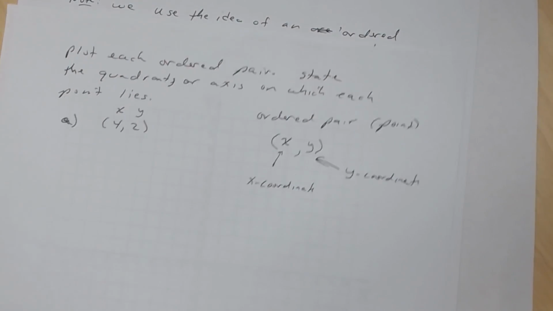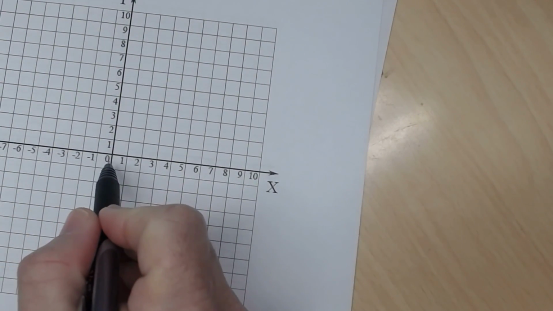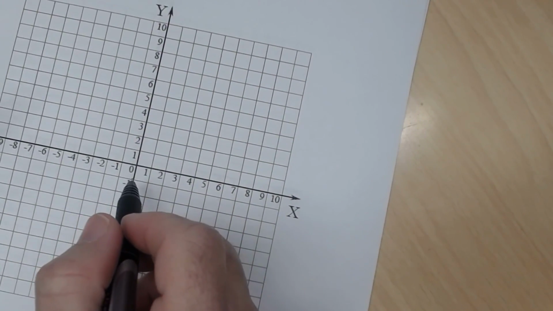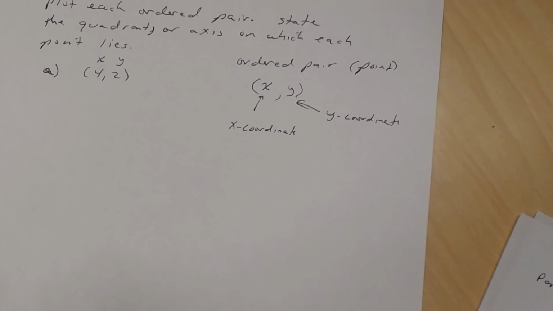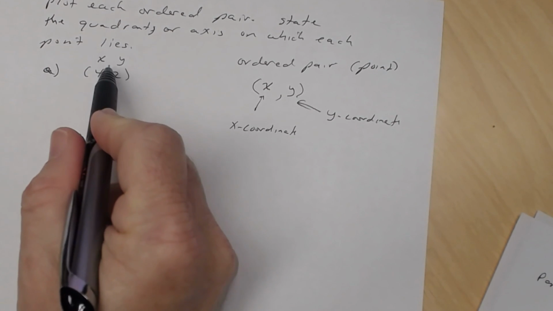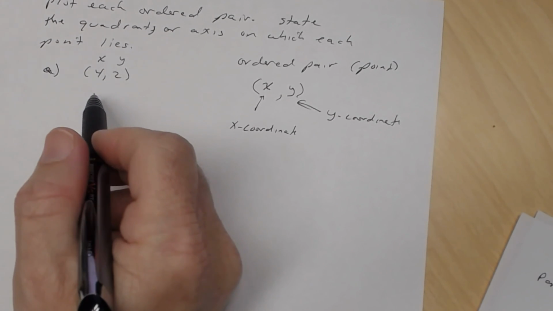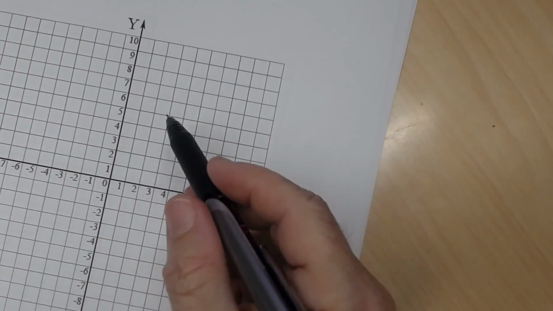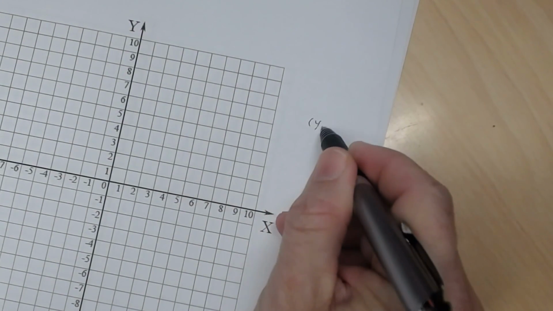Okay? All right, so here's how you're going to plot this. When plotting a point, you always start at the origin. So here's the origin right here. Now remember, I want to plot the point 4, 2. It's also important that you say this: the x-coordinate is positive and the y-coordinate is positive. We're going to do some where they're negative, but in this case, the x-coordinate is positive and the y-coordinate is positive.